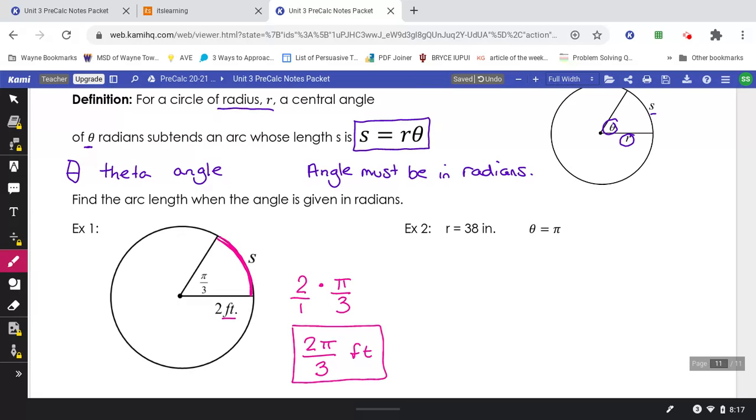Example 2 doesn't give us a picture, but we do the exact same thing. We're going to take the radius and multiply it by the theta, by the angle. And that gets us 38 pi. And if you want to put on the inches, you can.